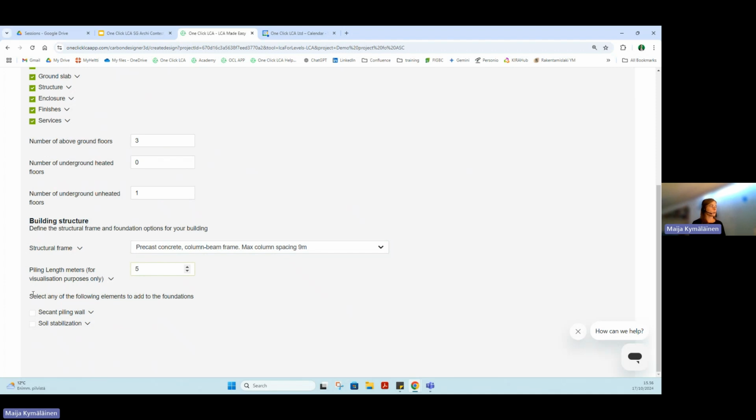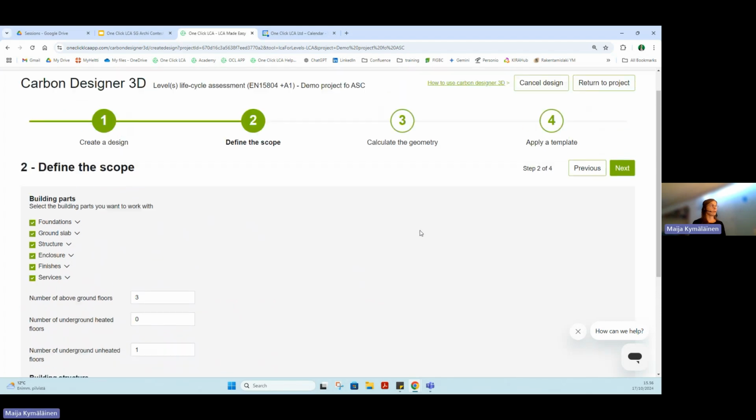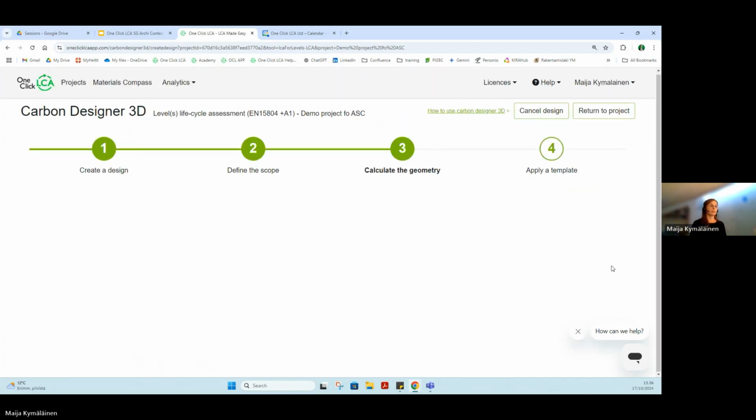And then you can also select following elements to add to the foundation. So you have a second piling wall, and you have soil stabilization. And again, here you can click for more information in case you're wondering what this actually includes. So here we would add both, for example. Oh, you can only add one. Well, let's put, for example, second piles. And when this is done, you click Next.